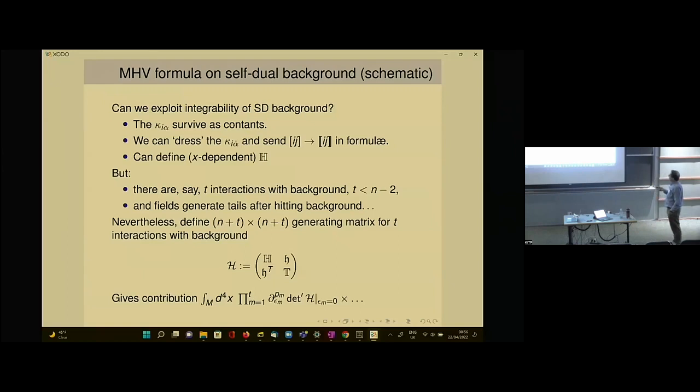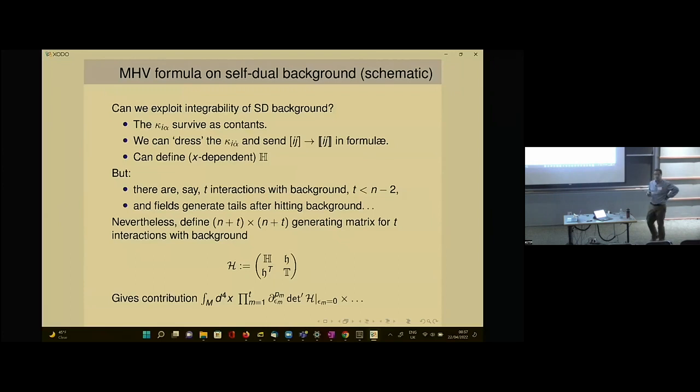So the undotted spinors are not constants, but we can dress them. In particular, these spinor contractions can be dressed in such a way that they make sense in the formula, but they become x-dependent on spacetime. And so we end up being able to define an x-dependent version of this Hodges matrix.